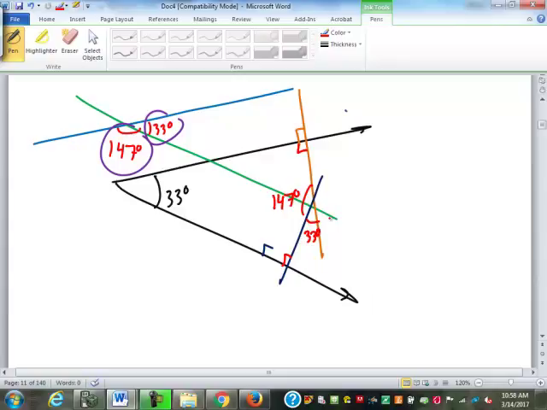So if I have an angle and I create lines perpendicular to the sides of that angle, they'll either intersect at that angle or its supplement. Does that make sense? Yeah.